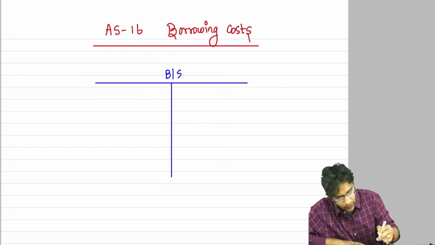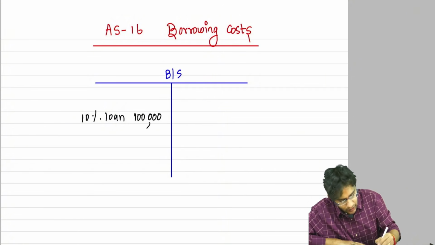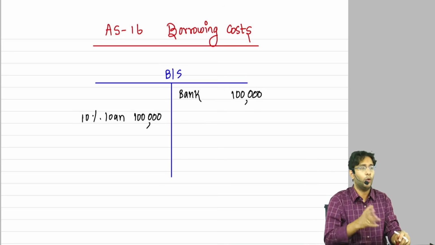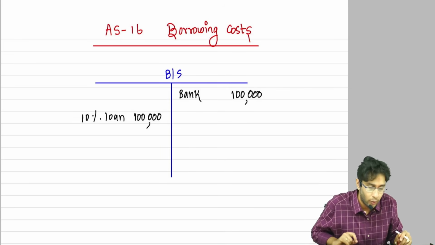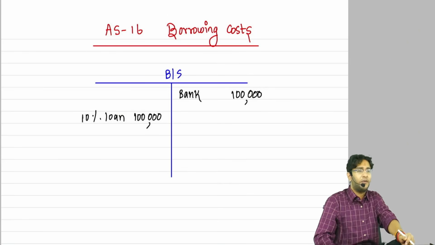there is a company. This fellow took a 10% loan of 1 lakh rupees, and this money is there here. What entry did they write? Bank account debit to loan. So money is there in the asset side, loan is there on the liability side. Now, this money he is now spending it for the purpose of construction of a building.